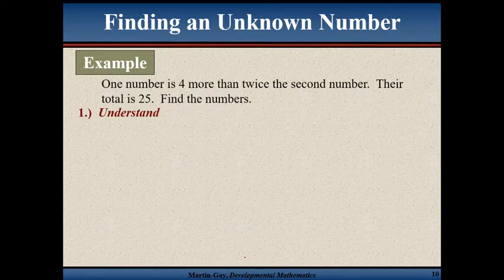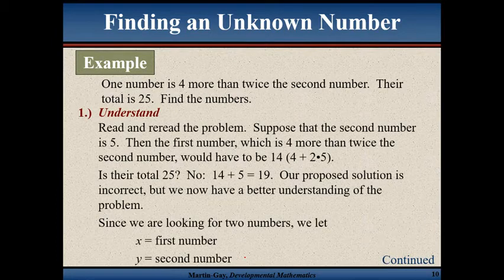Here's our example. One number is 4 more than twice the second number. Their total is 25. Find the numbers. Read and reread the problem. Suppose that the second number is 5. Then the first number, which is 4 more than twice the second number, would have to be 14, because you would add 4 plus 2 times 5. Is their total 25? No, because 14 plus 5 equals 19. So our proposed solution is incorrect. But we now have a better understanding of the problem.